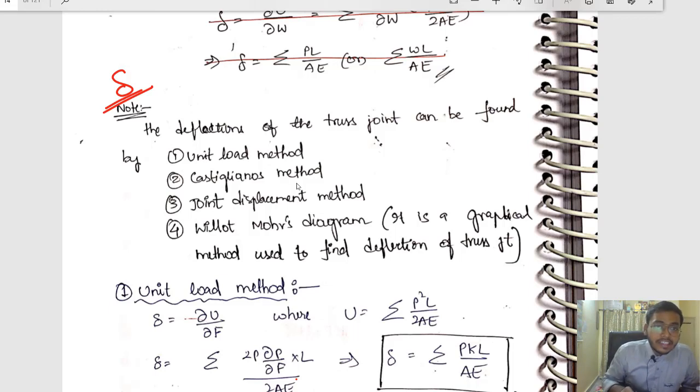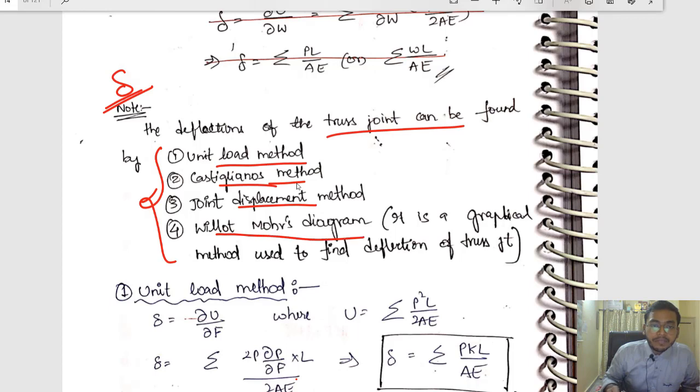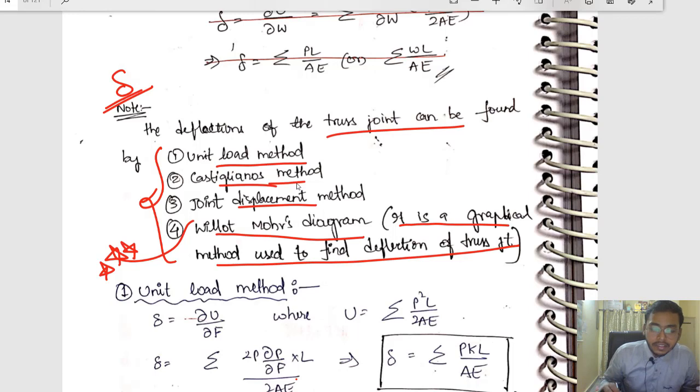Now let us calculate the deflections due to the applied load. Basically there are 4 methods by which we can calculate how much our truss has been deflected. The deflection of a truss joint can be found by the unit load method, Castigliano's method, joint displacement method, and Williot-Mohr diagram. You have to remember the Williot-Mohr diagram for objective purposes.